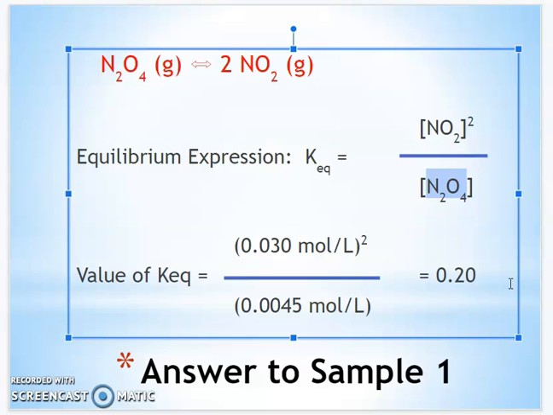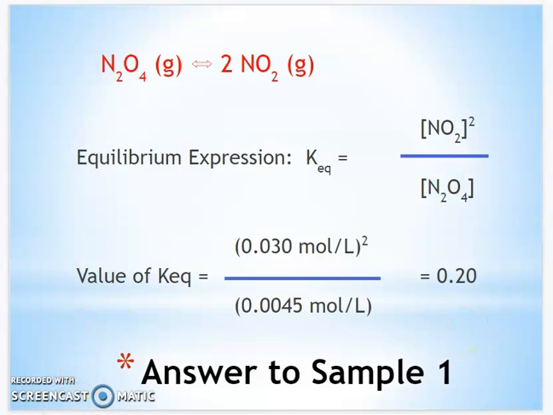So this is a KEQ that is less than 1, which really is telling you that your products are not favored in this case, because if it was greater than 1, then your products would be favored, but since this KEQ is less than 1, it means that your reactants are actually favored in this case.